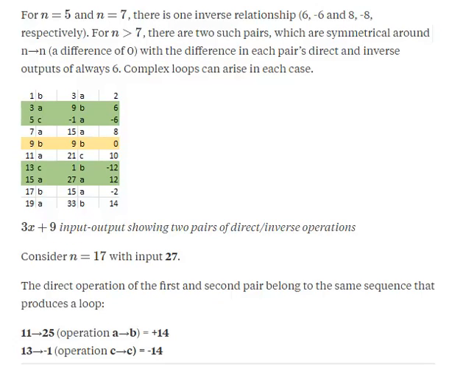And here I have an example of an input-output for 3x plus 9. So I'm looking at Collatz type sequences where n is greater than 1. The reason I'm doing this is to prove by counterexample why 3x plus 1 does not loop, as these other formulas do. So this is 3x plus 9.